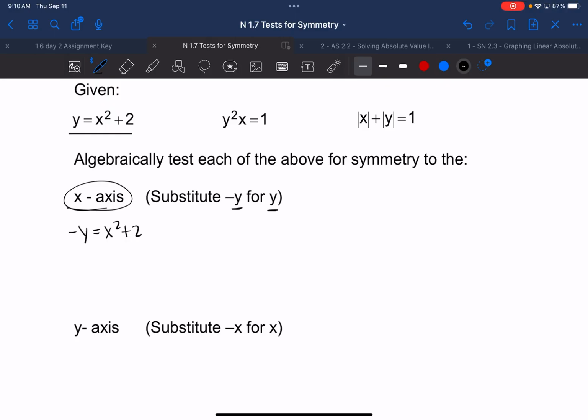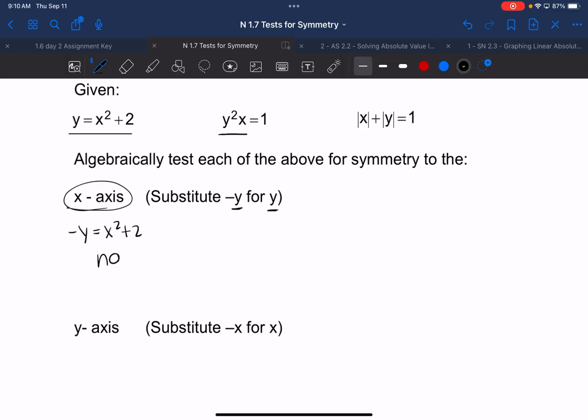In this particular case, there's not really anything to simplify. And it should look like the original. Well, there's nothing I can do to simplify what's written here, and it does not look like the original. So I would say that no, this one is not symmetric on the x-axis, okay?